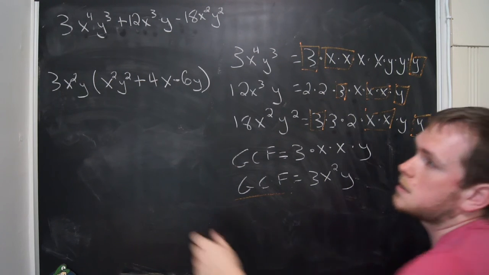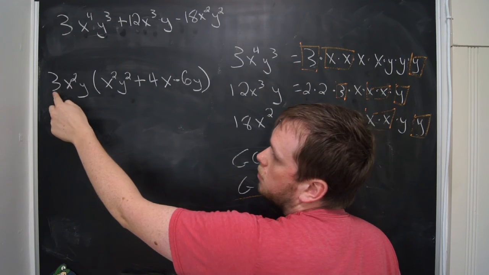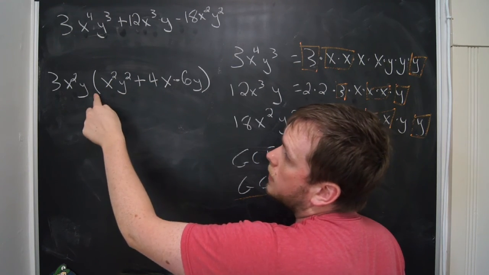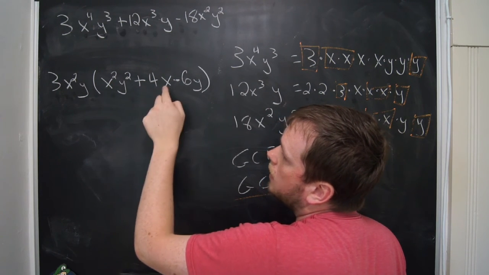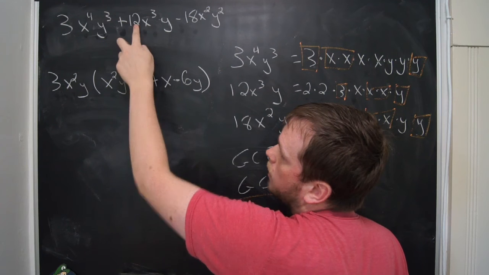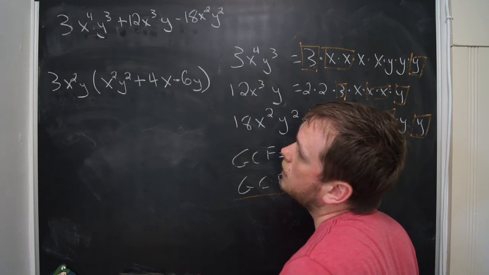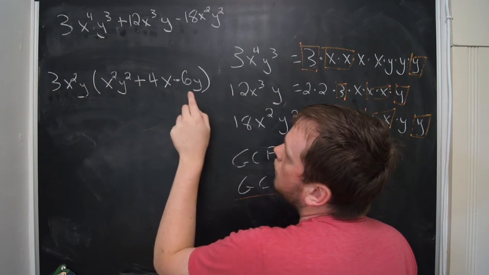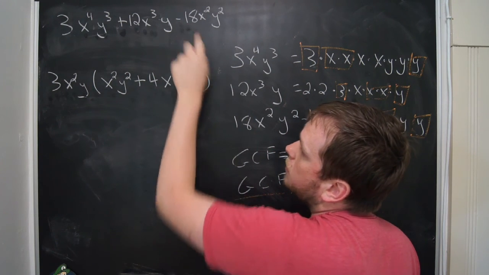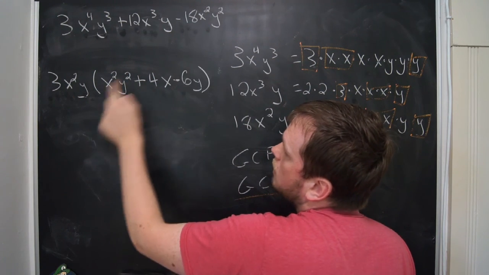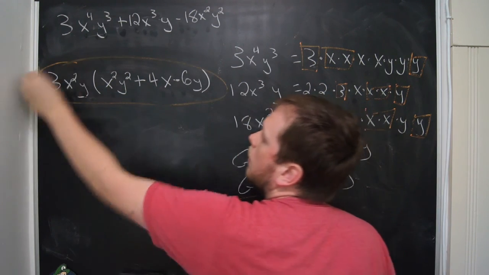And now just to double check this, if I take 3x squared y times x squared y squared, this would become 3x to the 4th y cubed, exactly what we want. For our second term, 3x squared y times 4x, well 3 times 4 is 12. X squared times x gives us x cubed. So that's good. And lastly, if we take our GCF multiplied by negative 6y, 3 times negative 6 is negative 18, x squared, y times y is y squared. So that checks out. And we're done.